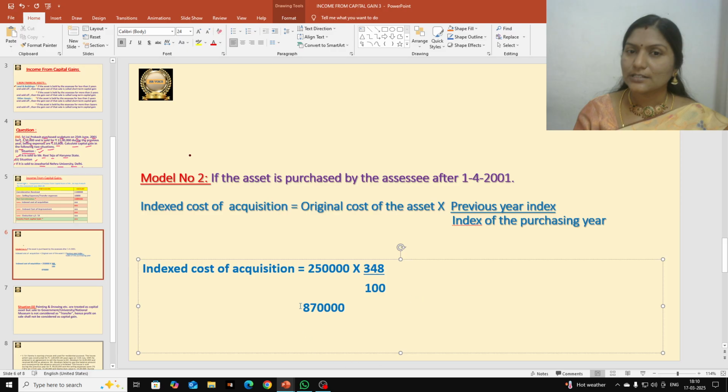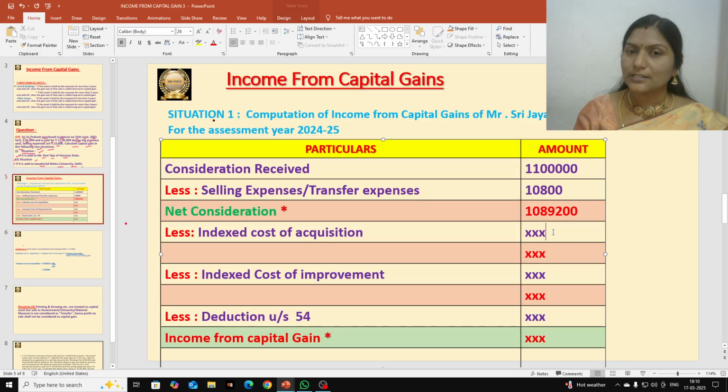So this is our indexed cost of acquisition. Let us go and record here, in the place of indexed cost of acquisition, 8,70,000. Okay. If you deduct that from 10,89,200, that is, if you deduct 8,70,000, you get 2,19,200. Okay, this much you get.